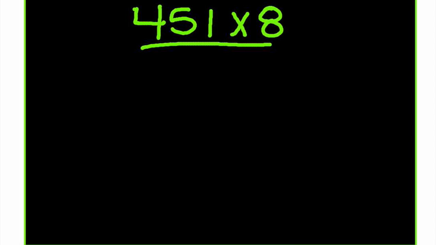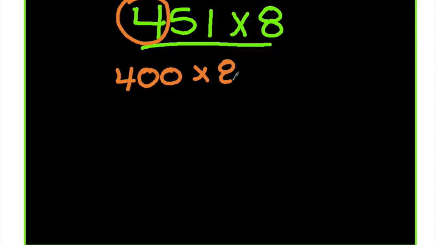Raise your hand if you found that using the distributive property was the best way to do this. I would say so myself. Let's look at this. If I use the distributive property, I would start with, well, what place is the 4 in? The hundreds. How many hundreds do I have? 4. So I would have 400 times 8. And then what would my next number be? 50 times 8. And my next number, what do you think? 1 times 8.